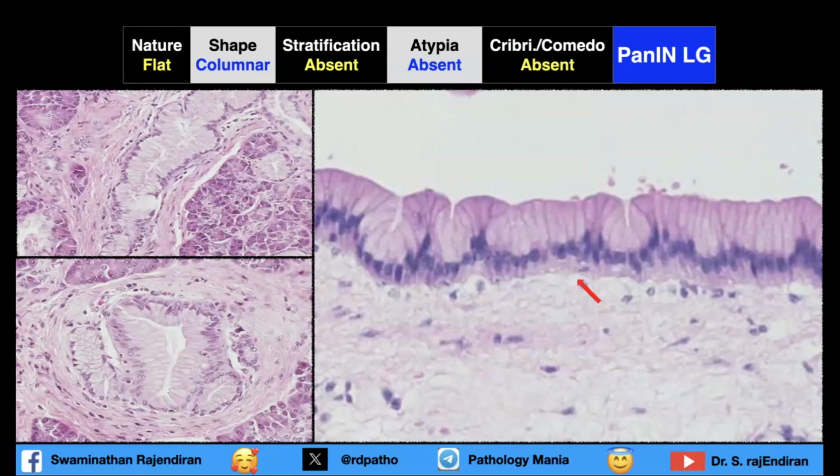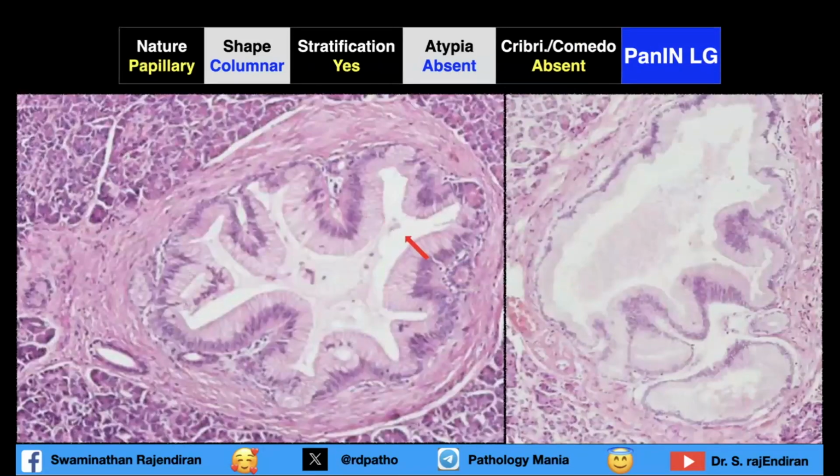So this is low grade. This is again columnar cells, slightly thrown into papillary folds, and the nuclei are again confined within the middle 1/3 of the stratification, and there is no comedo or cribriforming, and the polarity is maintained.